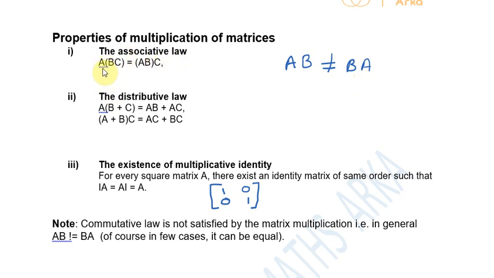The associative law says first BC is multiplied, then A is multiplied to the product, and here AB is multiplied first and then C is multiplied to it. So these two, LHS and RHS, are equal.